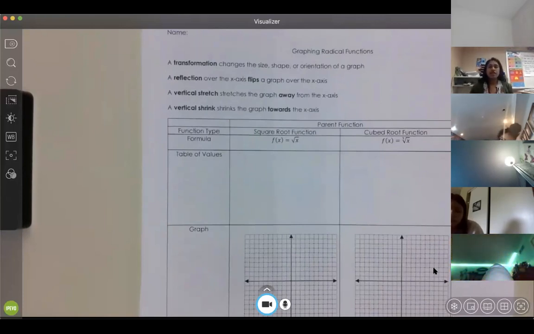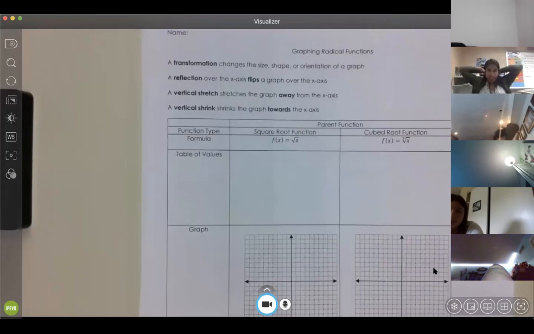So on Friday, we talked about translations, which is just shifting a graph to the right and to the left. A transformation, on the other hand, changes the size, the shape, or the orientation of the graph. A reflection will reflect or flip a graph over the x-axis. A vertical stretch stretches the graph away from the x-axis, so it makes it long and skinny. And then a vertical shrink will shrink it down towards the x-axis, so it's going to be kind of fat. And that is all the types of transformations we'll be talking about today.